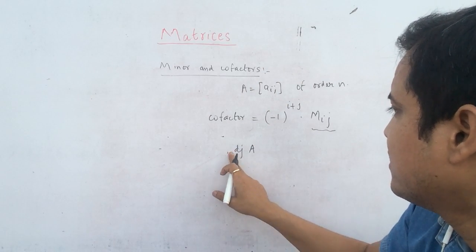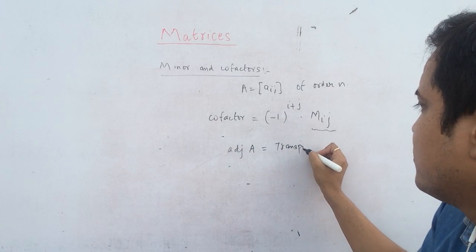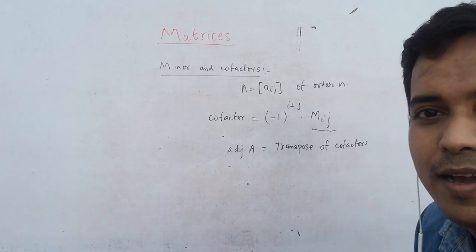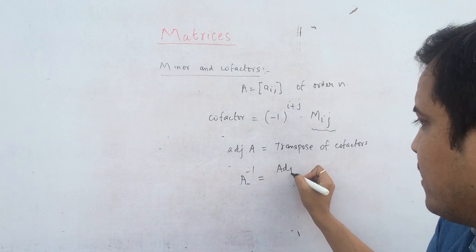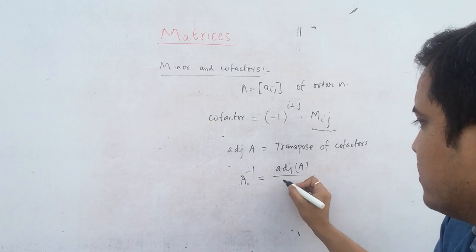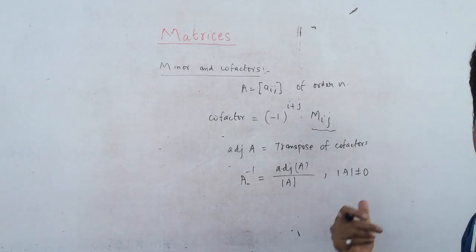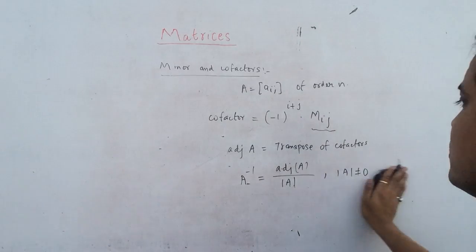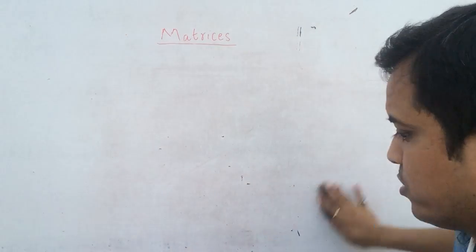Okay, so adjoint is actually the transpose of cofactors. And how do you find A inverse? A inverse you find as adjoint A upon determinant of A. And here determinant of A should not be equal to 0, meaning it should be non-singular. So write down all these, learn it. We'll use the application in the question.